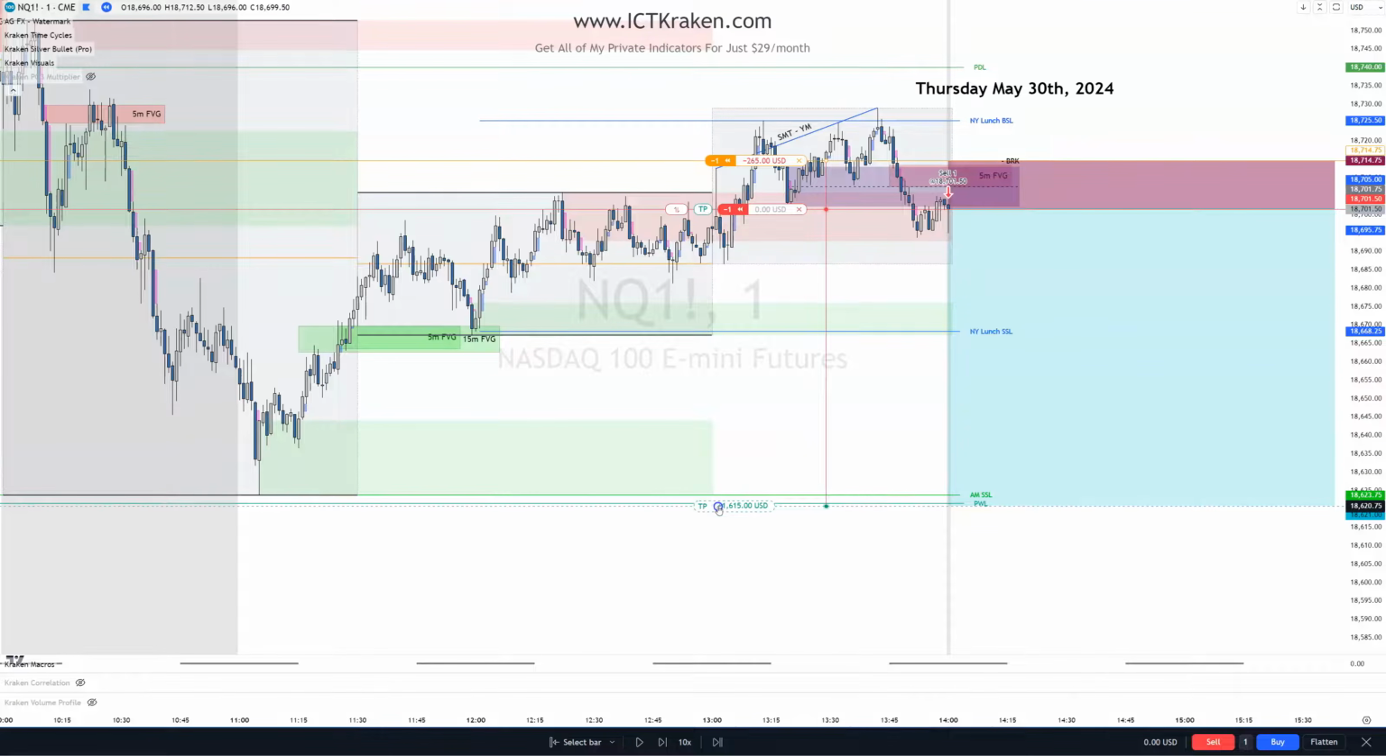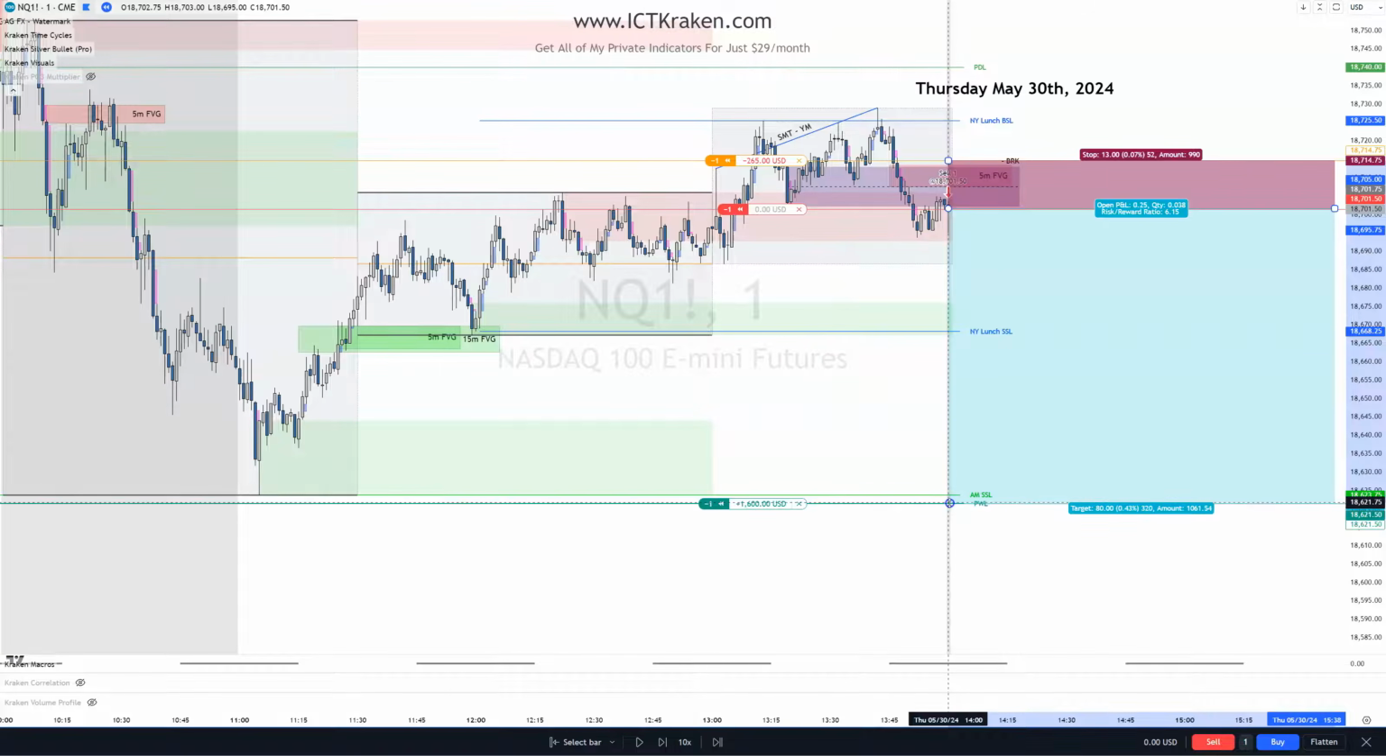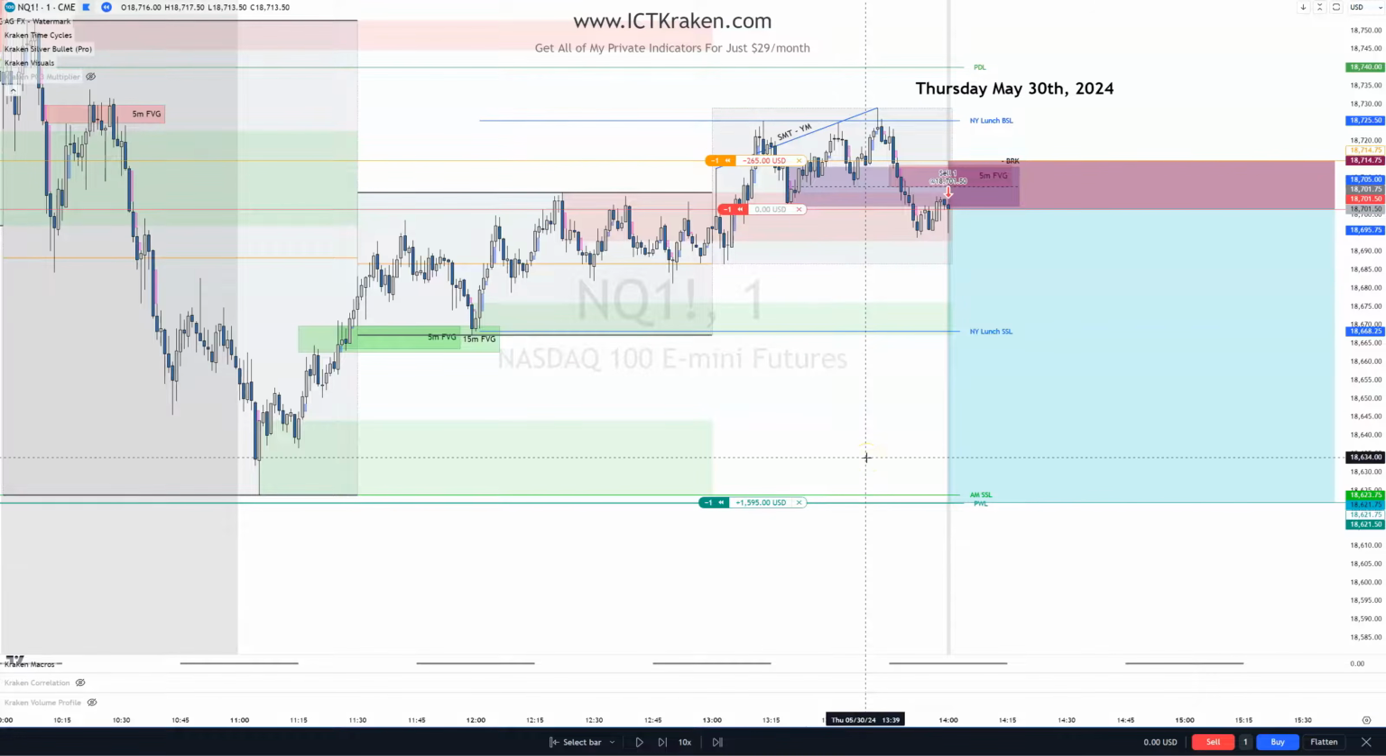TP, let's go here. Let's go with our previous week low right there. Let's go with that. It's right there. 80 points right there. Let's go. Right there. Okay. I think that's that right there. Let's go even 1600. Perfect.